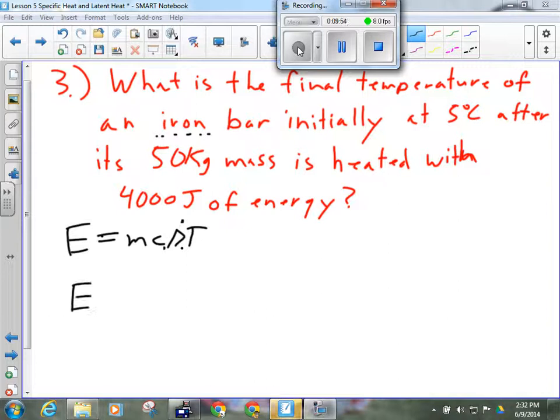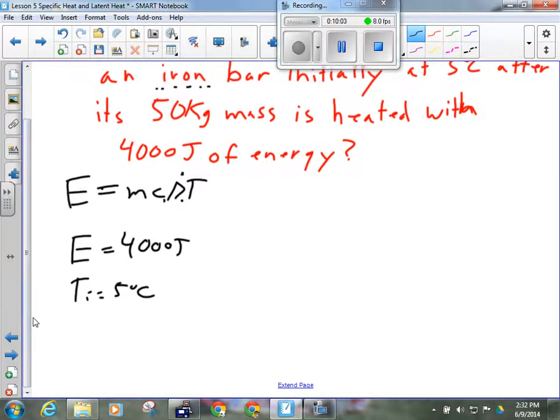All right, so let's first write down our givens here. E is 4,000 joules. Our initial temperature, TI, is 5 degrees Celsius. Our specific heat capacity for iron is what, 0.120 or something like that? What? 0.46? Oh, I was way off. Okay, 0.46 for iron, and that's joules per gram degree Celsius. And our mass is going to be 50,000 grams, because there's 1,000 grams in a kilogram. Everybody with me so far?